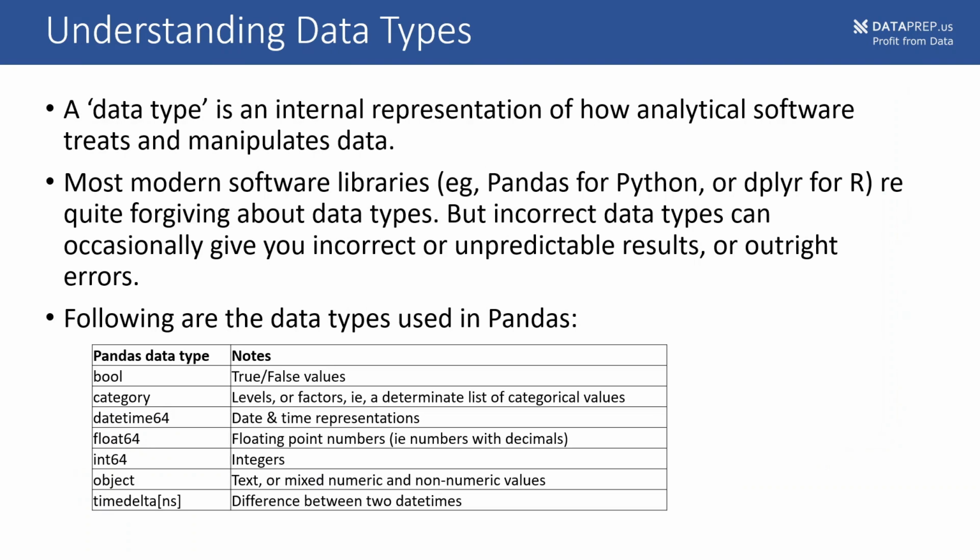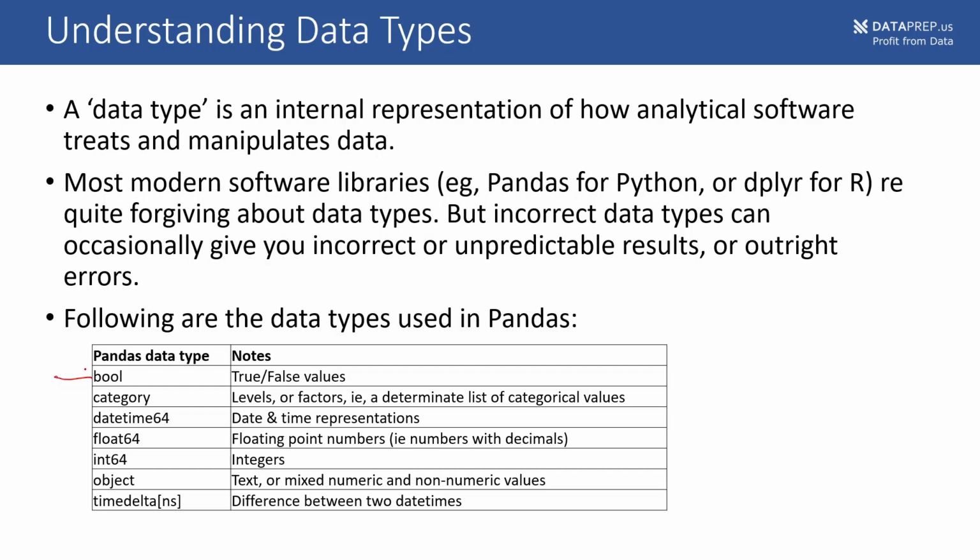Next, before we move on to additional data operations, let's just talk for a little bit about data types. A data type is an internal representation of how analytical software treats and manipulates data. Most modern software libraries have sufficient intelligence that they will auto detect and manage data types by themselves. But sometimes you may need to intervene and make sure that your data is being dealt with correctly by the software. Here are the different data types that are available in Python, especially when you're using the pandas library. And similar constructs exist with other software as well.